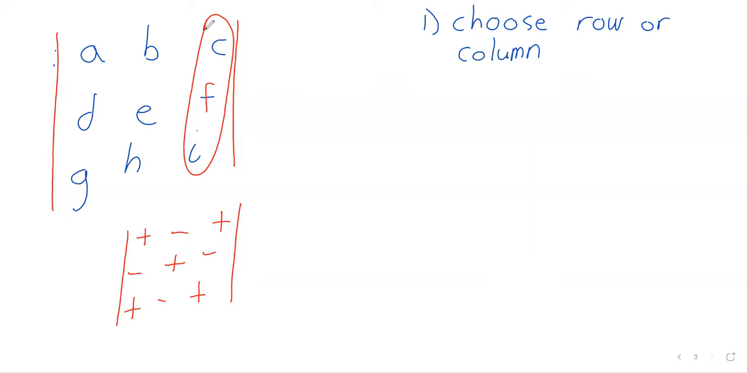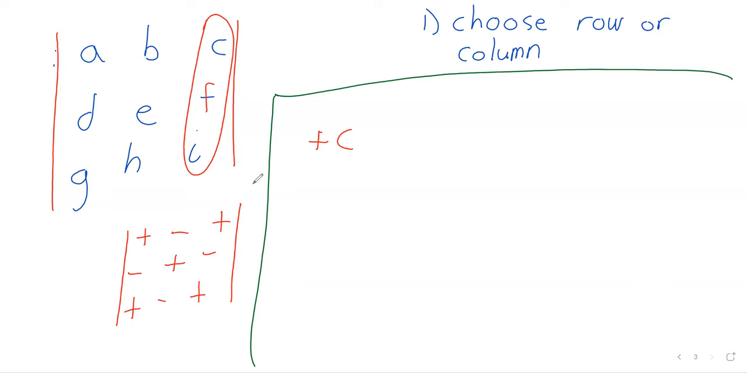And we're going to take these numbers in the column we've circled, and attach pluses and minuses to them according to the sign chart. So this C in the upper right gets a plus attached to it. Let me silo this off. This F in the second row, last column, gets a minus attached to it. Notice that I'm leaving space between these because we're going to put other stuff here as well. This I in the third row, third column, gets a plus attached to it.